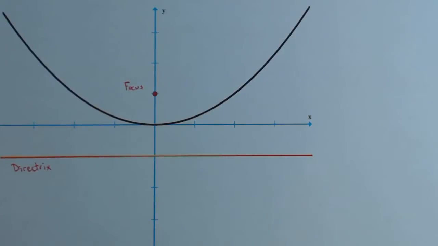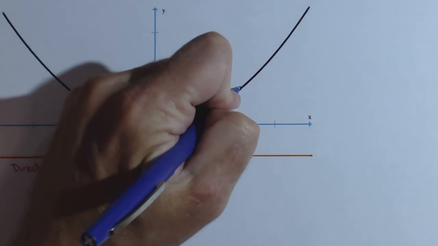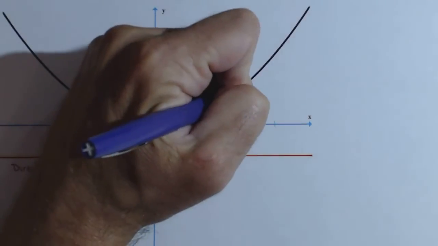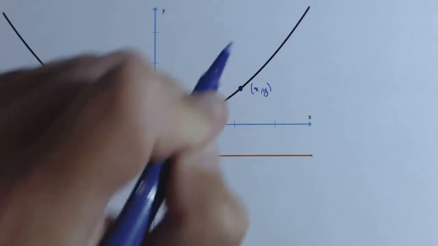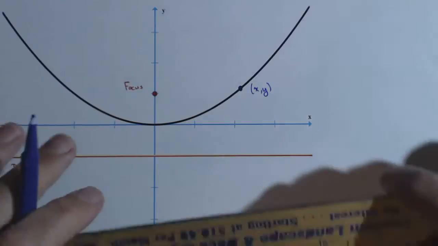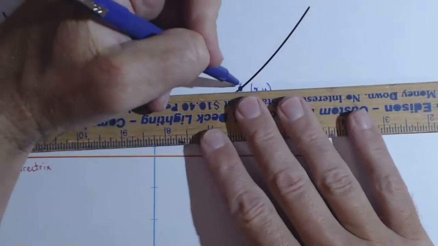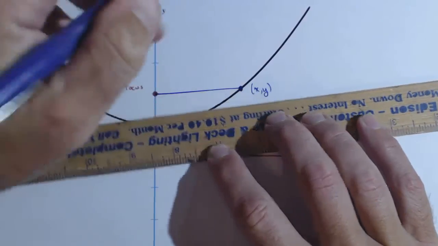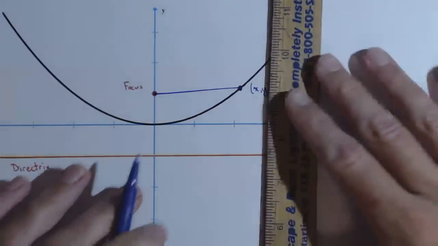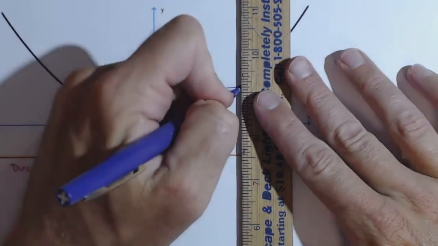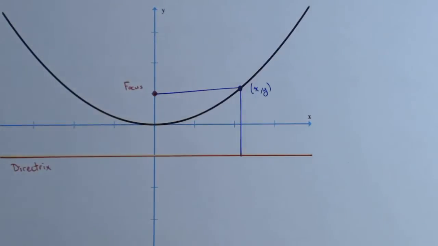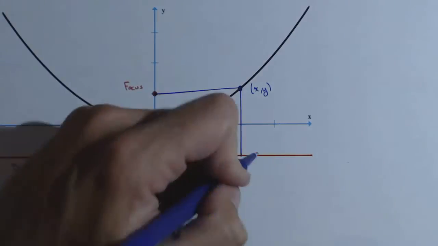What that means is if I choose any point on this parabola, any point, we'll call it xy, some random point, I know that it will be the same distance from the focus, so from this line right here, from the focus to that point, is going to be the exact same distance as that point to the directrix. And that is what creates the parabola.